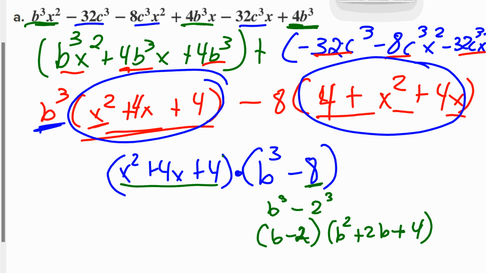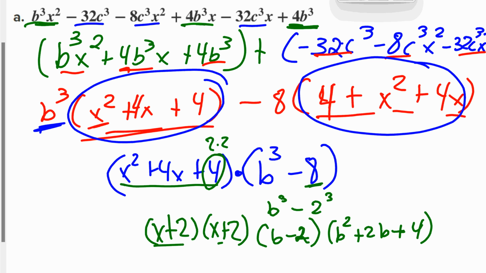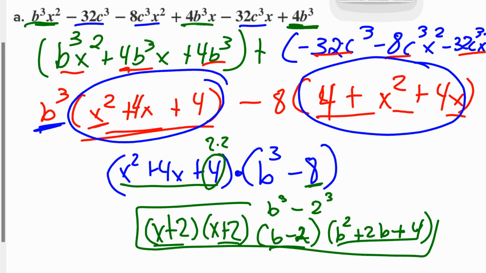using CAB. What times what is 4 but adds to 4? That would be 2 and 2, right? So I can factor this to x plus 2 and another x plus 2, right? So those are my factors there, and then these are all my factors. And I can't factor this one further because what times what is 4 but adds to 2? That's not possible. So these are all my linear factors. Okay, and so that one is done.